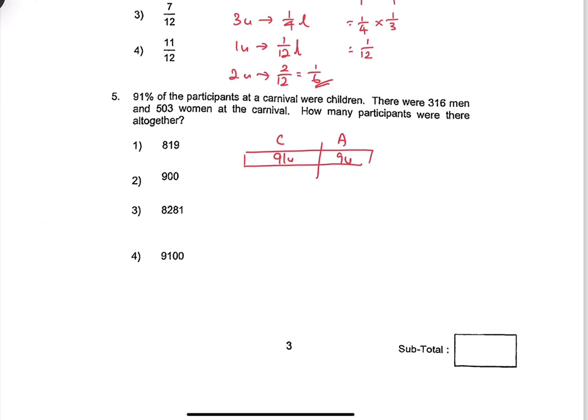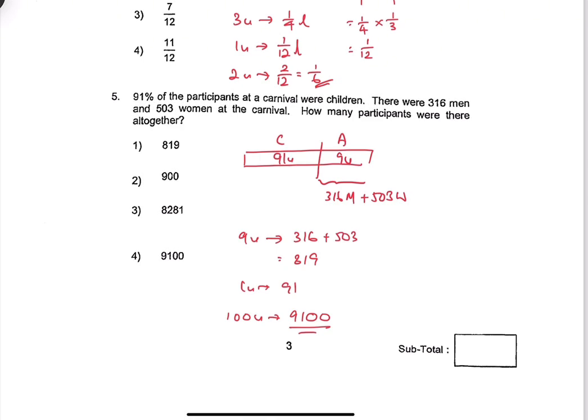They say there were 316 men and 503 women. Women is under the adult group, which means 316 men and 503 women. They are asking you for participants, which means your 9 units, 316 plus 503, that will give you 819. So from here, your 819 you can divide by 9 to give you the 1 unit, which is 91. And the total is 100 units. So 100 units is actually 9100. Answer is number 4.